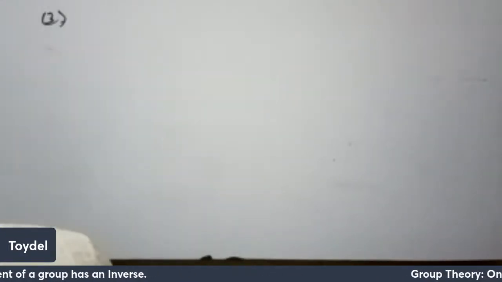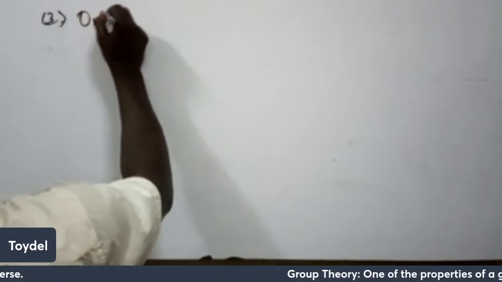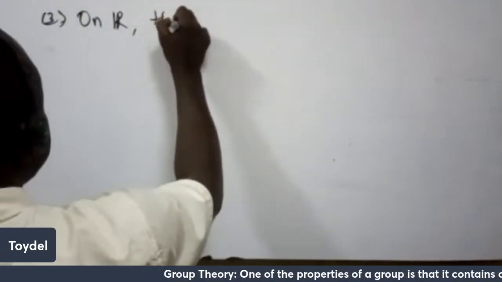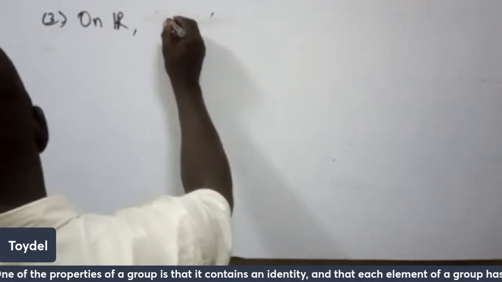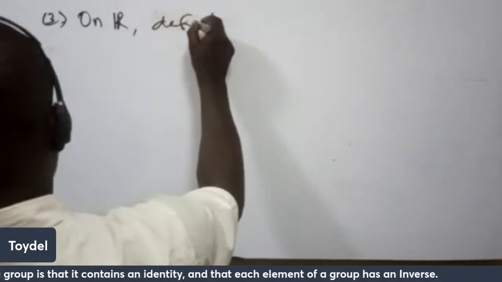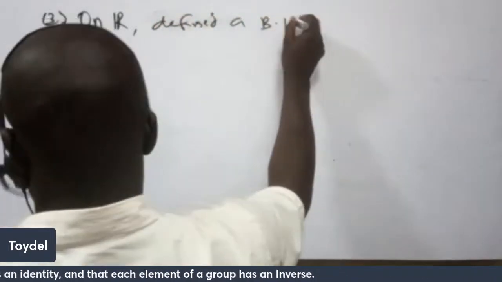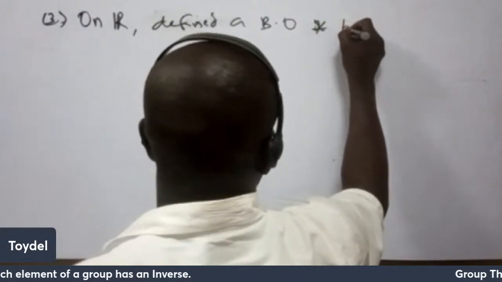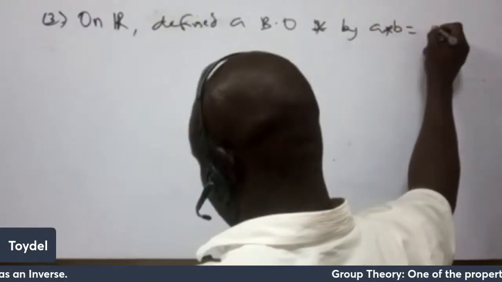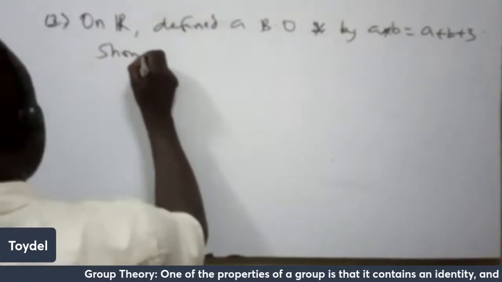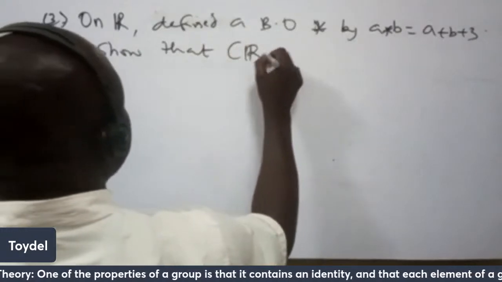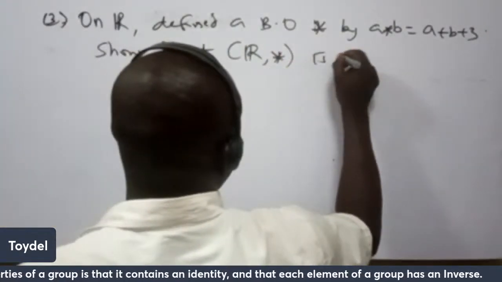Let's take another question. In this case, the question says on R, the set of real numbers, we define a binary operation asterisk by A asterisk B equal to A plus B plus 3. That's what we have. The question now says that we should show that the set of real numbers under asterisk is an abelian group.